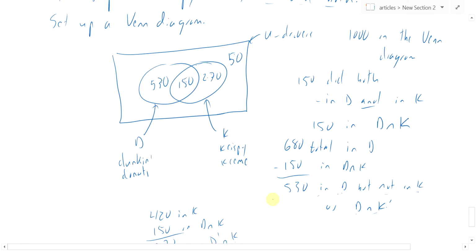And so problems 67 through 78 ask you to set up this diagram, figure out which numbers go in which region, and then answer these questions about which region, what's the number that's in each region. So that's section 7.2.